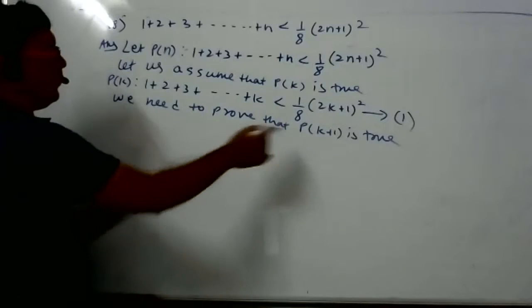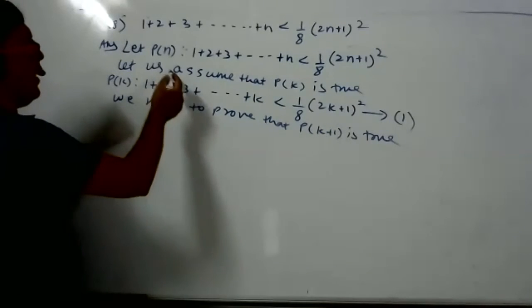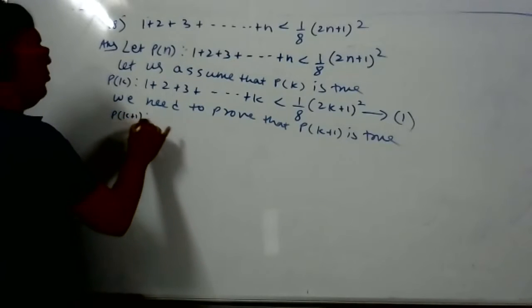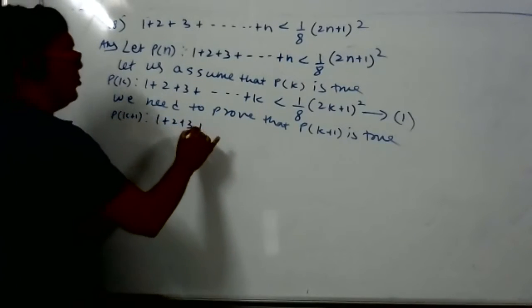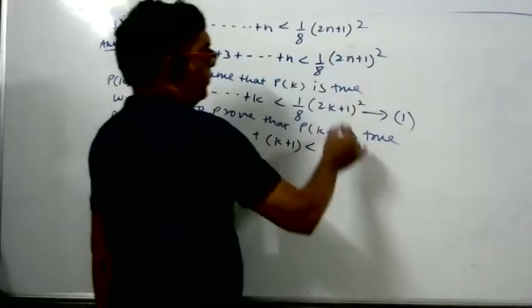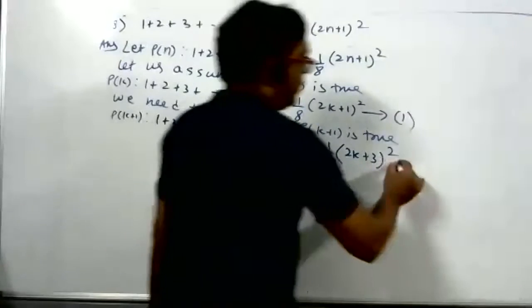We need to prove that P of K plus 1 is true. So what is K plus 1? P of K plus 1: 1 plus 2 plus 3 up to K plus 1 equals 1 by 8 times 2K plus 3 whole square. This we need to prove.